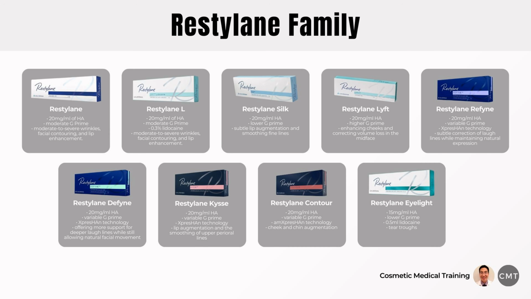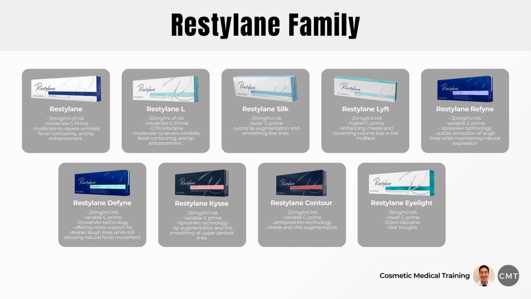Restylane Kiss is tailored for lip augmentation and smoothing of upper perioral lines. Kiss also uses the expression technology for flexibility and naturalness. It has 20 milligrams per ml of HA, but its unique cross-linking gives it a different G prime, ensuring longevity and a softer feel.